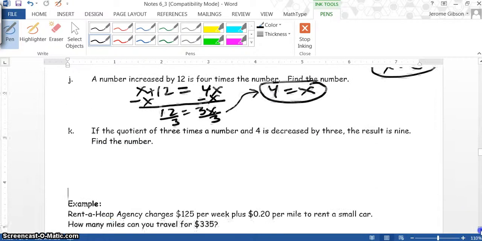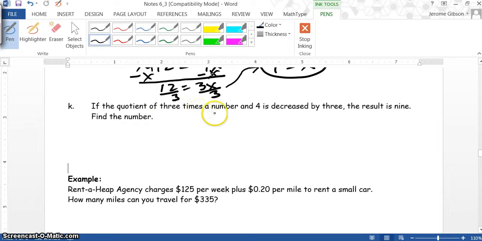Now we go here to K. It says if the quotient of 3 times a number and 4 is decreased by 3, the result is 9. Find the number. Now we know quotient means division. So we would do 3 times a number and the quotient and 4. So it'd be 3 times x divided by 4, and it's decreased by 3, and the result is 9.